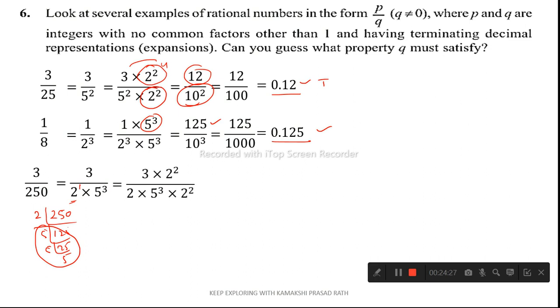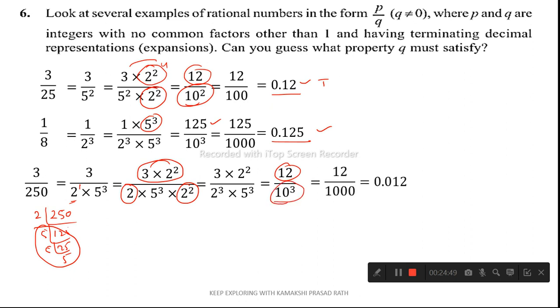So when we multiply by 2 squared, 2 squared and 2 become 2 cubed. So we are getting the exponent of 2 as 3. Now 3 into 2 squared becomes 12, since 2 squared is 4 and 3 fours are 12. And 2 cubed into 5 cubed becomes 10 cubed, that is 12 by 1000. That is again a decimal fraction, so we get 0.012.